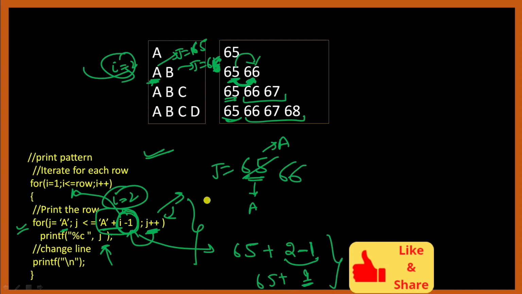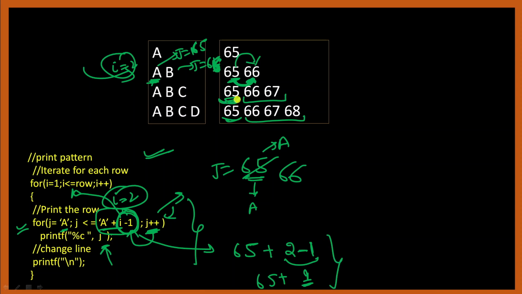Same way, if I am here, then 65 plus, this is for i equal to 3, plus 3. After 65 I want two steps, but here i is 3, so I will say minus 1, so that 65 plus two more steps I want to go. So 65 plus 2 is 67. So for i equal to 3, here it will be 67.